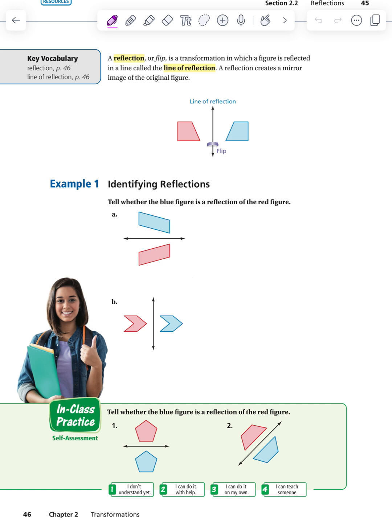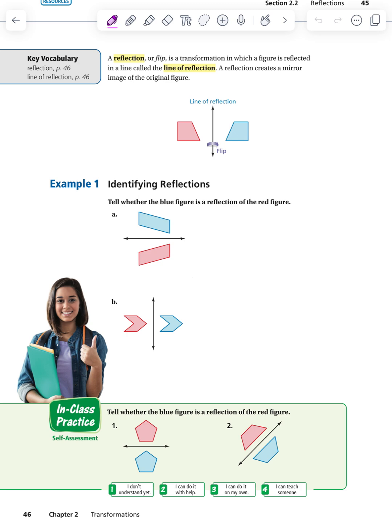All right, so a reflection or a flip is a transformation in which a figure is reflected over a line. Sometimes this is over the x or y axis, sometimes it's over a different line. Either way, there is a line that the image flips over. A reflection creates a mirror image of the original figure. So it is the exact same, just everything is backwards or upside down, depending on how the line is going.